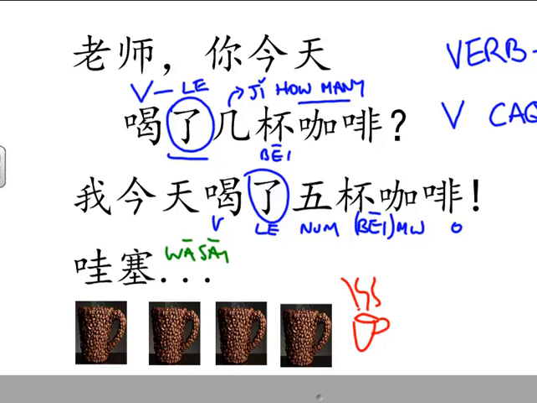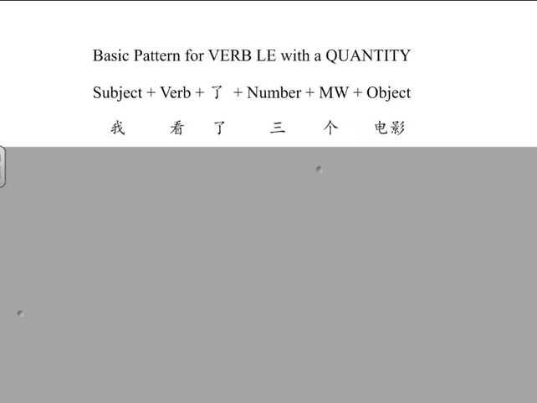Okay, so let's look a little further. We just have a new pattern here for verb le with a quantity. You have subject plus your verb, the le going after the verb, and then a number, measure word, and object. So here's a couple more example sentences. See if you can read this. I'll give you a second.